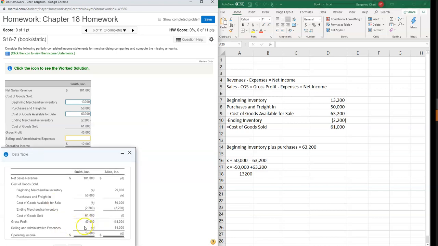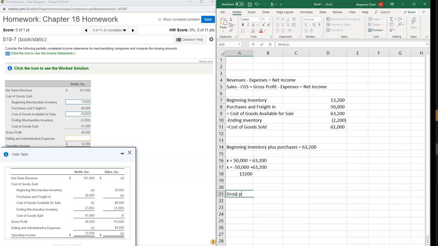So gross profit minus what equals 12,000? So gross profit less selling and administrative equals operating income. All right, so how did I know that was the case? Because if I look up here at my multiple step, it is gross profit minus expenses equals net income. Gross profit minus expenses equals net income. All right, so we're told that gross profit is equal to $40,000. We don't know this number, but we do know this number.